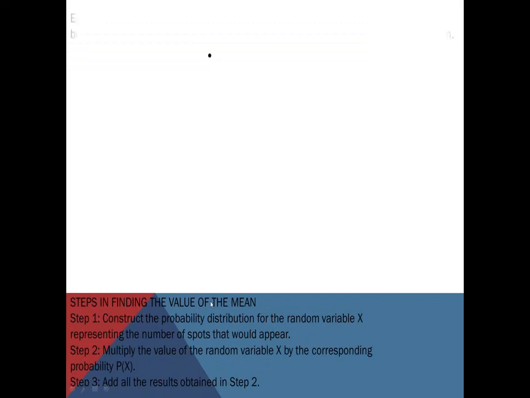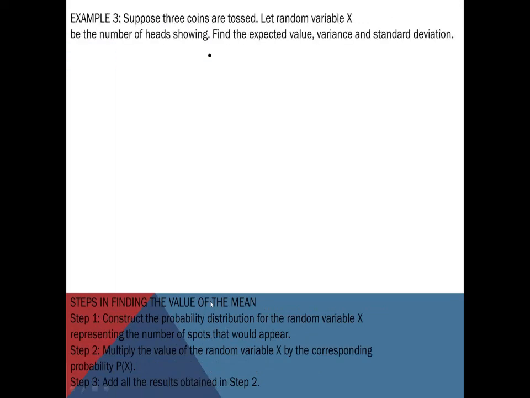Suppose 3 coins are tossed. Let random variable x be the number of heads showing. Find the expected value, variance, and standard deviation. So, we are going to toss three coins. Okay? Our random variable x, our outcome, is the number of heads showing.